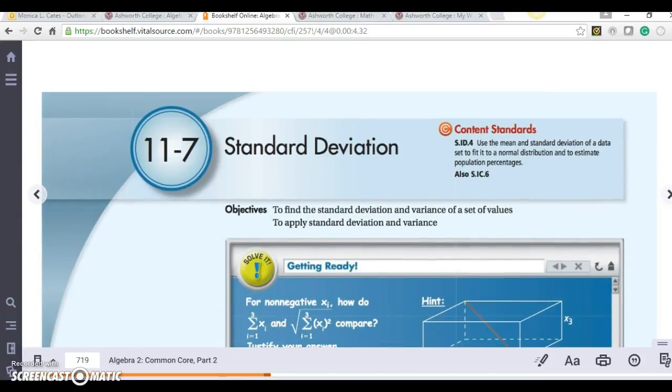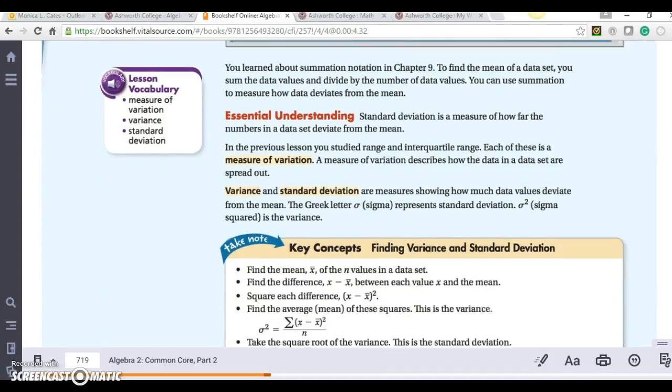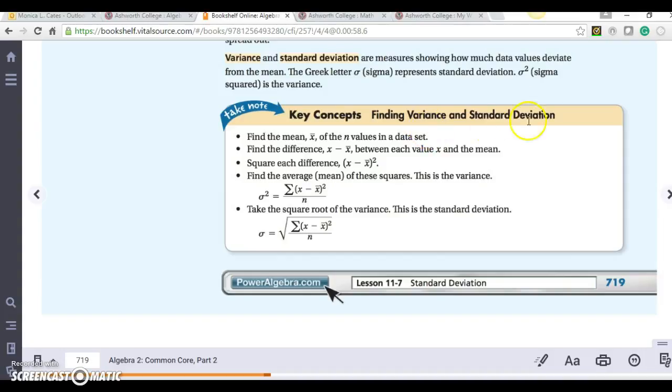Hello, we're looking at lesson 11-7, standard deviation. Finding variance and standard deviation. Variance and standard deviation are measures showing how much data values deviate from the mean. So how they are different or how they move away from the mean.